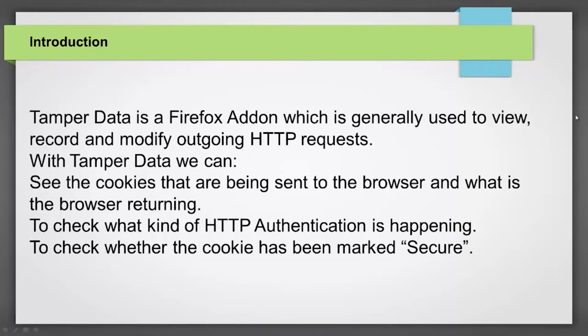So, the introduction. Tamper Data is a Firefox add-on which is generally used to view, record, and modify outgoing HTTP requests. With Tamper Data we can see the cookies that are being sent to the browser and what the browser is returning. It is also used to check what kind of HTTP authentication is happening, and whether the cookie has been marked secure or not.